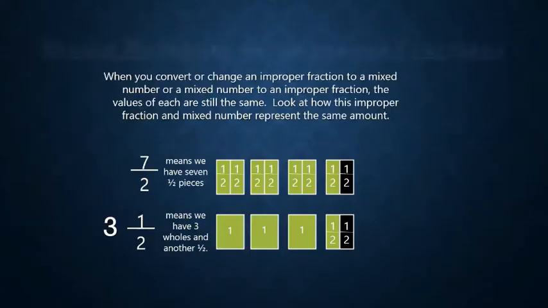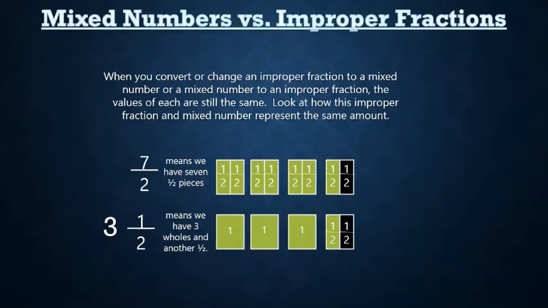Now we will learn about mixed numbers versus improper fractions. When we convert or change an improper fraction to a mixed number, or a mixed fraction to an improper fraction, the values of each are still the same. Now let's look at how this improper fraction and mixed number represent the same amount. So what does 7 by 2 mean? 7 by 2 means we have 7 pieces of 1 by 2.